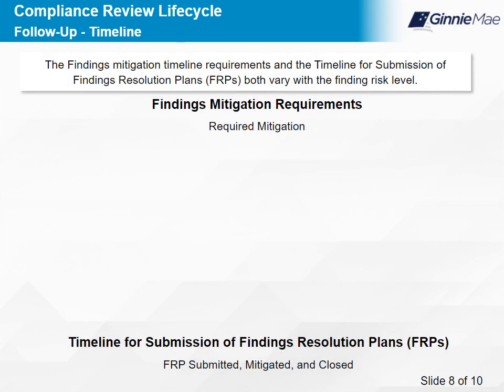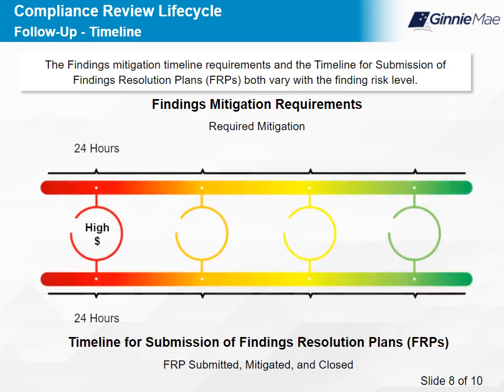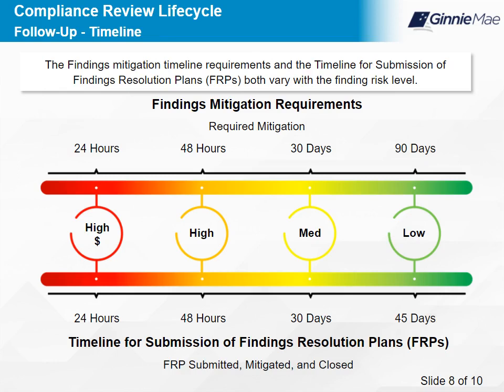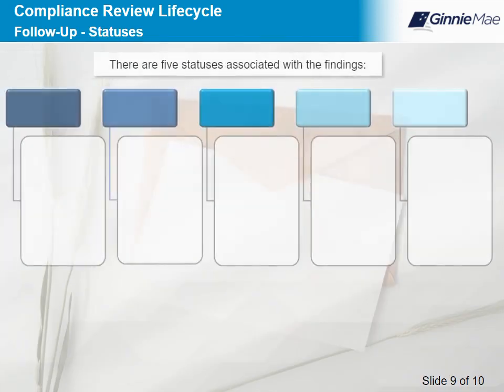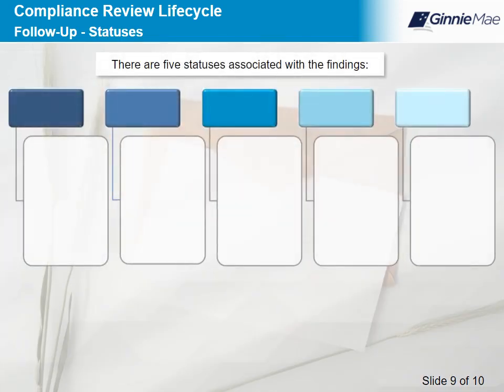The Findings Mitigation Timeline Requirements and the Timeline for Submission of Findings Resolution Plans, FRPs, both vary with the finding risk level. The 4 risk levels are high risk, cash-related, high risk, medium risk, and low risk. Select Next to continue.